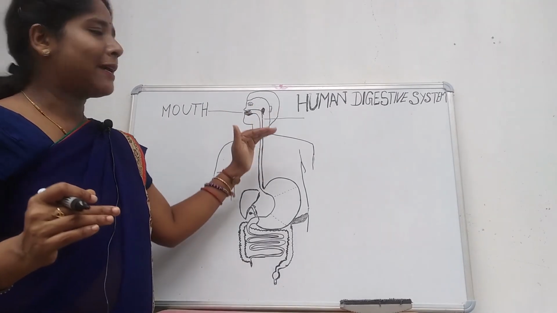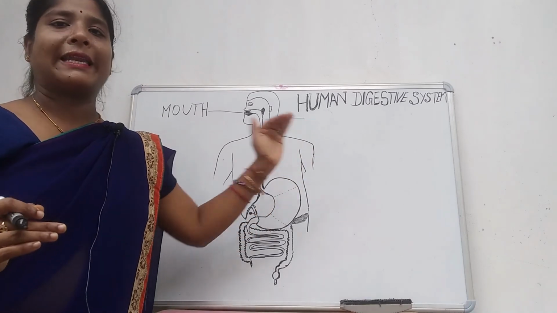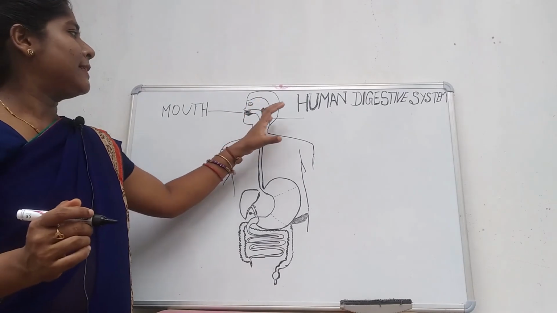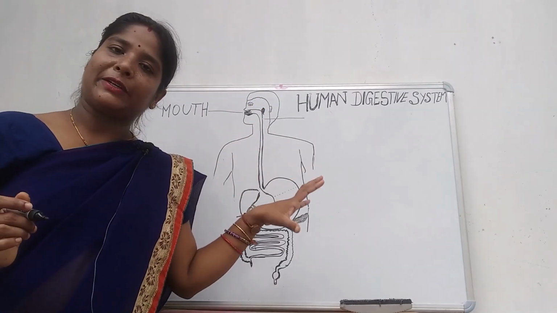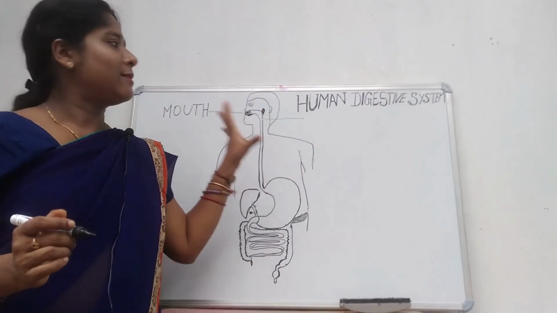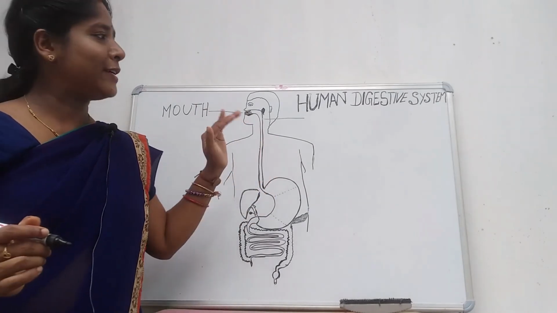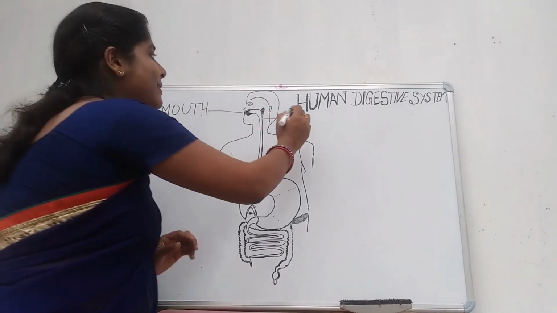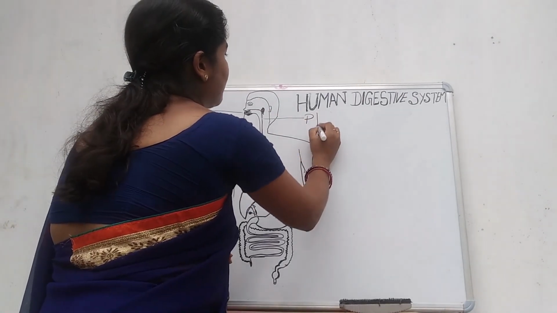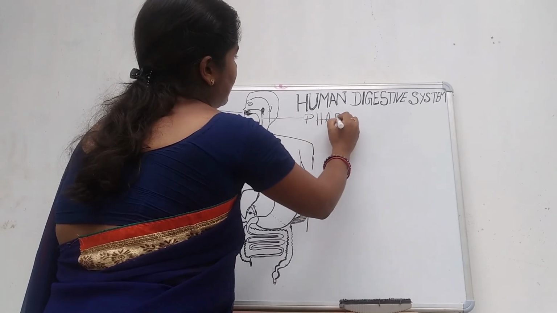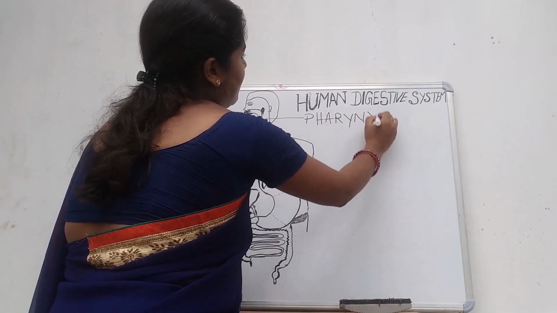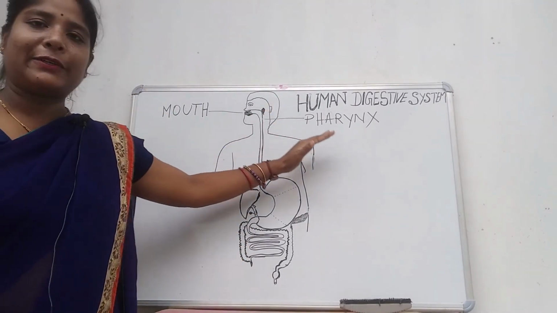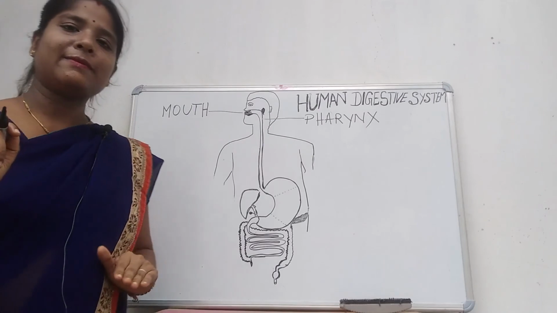So the next part after the mouth is the pharynx. The pharynx is a part which is common to both the respiratory system as well as the alimentary canal or gastrointestinal tract. So the pharynx is common to both the respiratory as well as the digestive system.